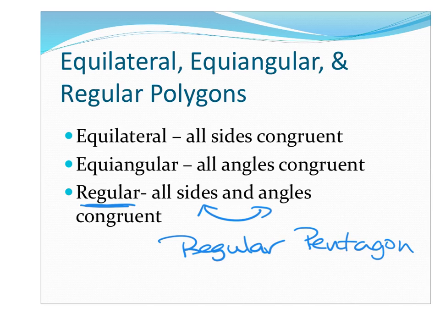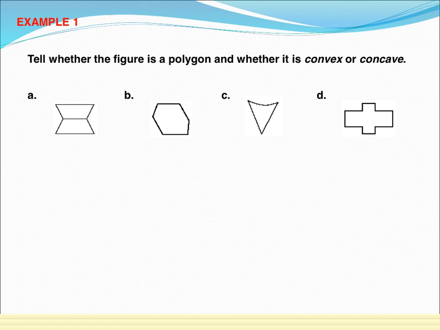Then the next example, let's go ahead and identify these polygons. Okay, first of all, we're going to tell if it's a polygon, and if it's a polygon, you're going to tell me if it's convex or concave. So for letter A, is this figure a polygon? No, it's not. Okay? Because of this side in here. You can't have that. It's got to intersect exactly two sides.